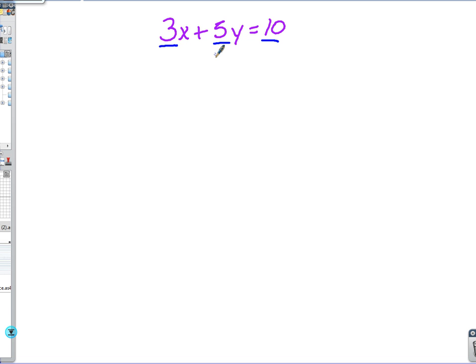So think about what I want this to look like. Instead of what I have, I want y equals something. So here's how I'm going to get that. I'm going to take my 3x term. I'm leaving y alone to begin with. I'm going to take my 3x term and move it to the other side of the equal sign first. 5y stays put.